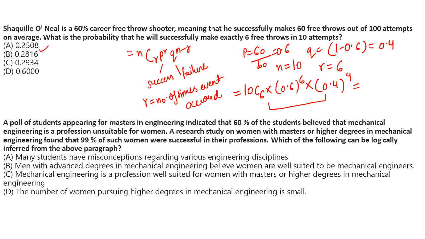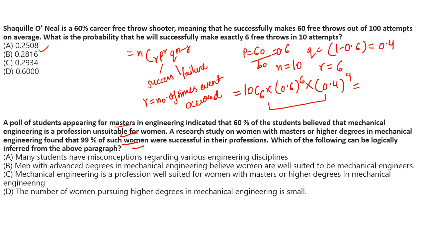So guys, when this sort of questions are given, make sure that you are not making any assumptions by yourself. Just follow what is given in the question. You don't have to make any assumption or any logical thinking by yourself or connect with the real world. Just focus on these given lines only. From these given lines, some options are given to us, and we have to determine which particular option can be logically inferred. So the first option is: many students have misconception regarding various engineering disciplines.